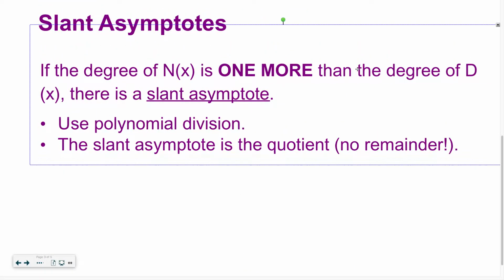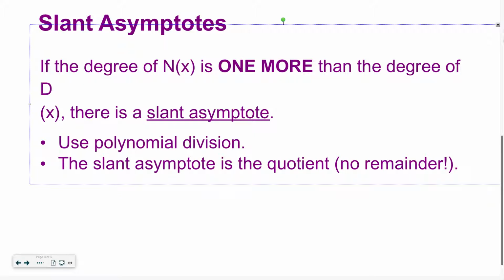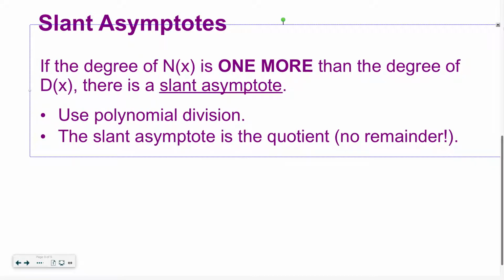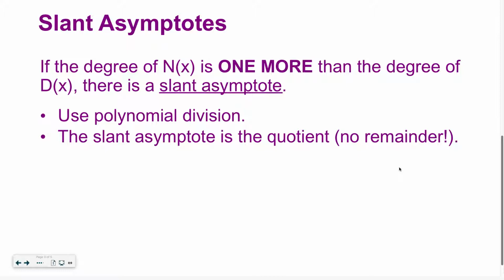So this you should write down in your notes. G of x sort of got separated. Let's see if we can get it together. If the degree of the numerator is 1 more than the degree of the denominator, then there is a slant asymptote.